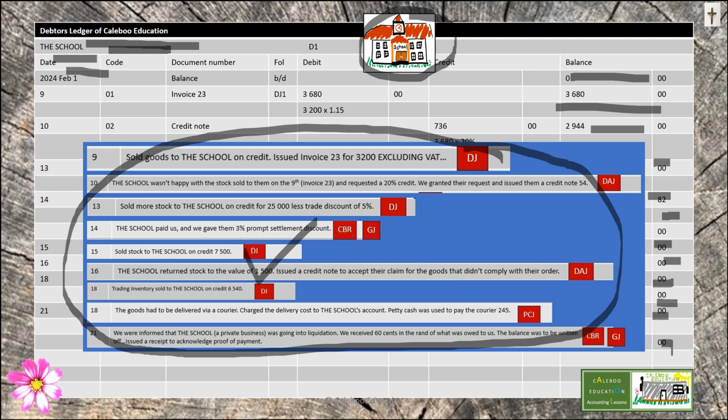So I just thought I'd show you the debtors ledger quickly, but this lesson we're going to focus on the Debtors Allowance Journal, the transactions where the school returns stock to us or we're giving them a rebate, right? So we're going to look at those transactions that get recorded on a credit note that we issue. We keep the duplicate and we put the information into the Debtors Allowance Journal.